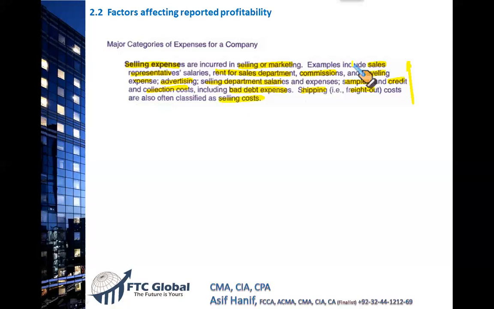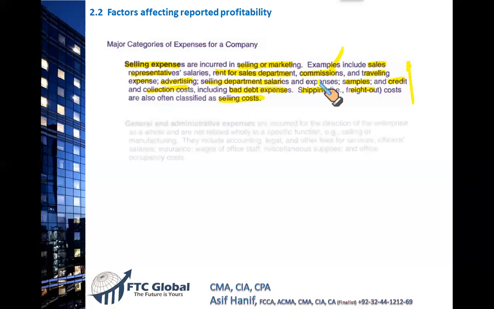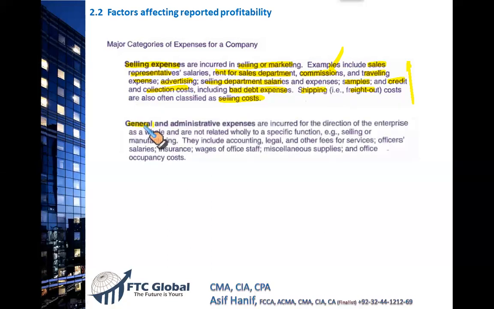Some of them are fixed, like sales staff fixed salaries, and others are variable, like commission. Commission is variable, dependent upon the percentage of sale. Similarly, the general and administrative expenses, we know what they are, but we just need to revisit the idea. General and admin expenses are incurred for the business as a whole. These are the expenses incurred for the general direction of the enterprise. These are what I would say the expenses incurred at the head office. They involve the accounting, legal costs, officers' salaries.